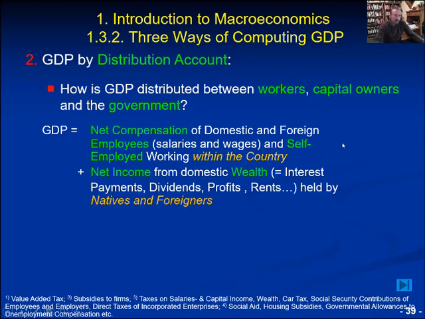The second largest component of GDP by distribution account is net income from domestic wealth held by natives and foreigners. Again, here we use the attribute natives and foreigners to make clear that it does not count who receives these payments. Important is that they are created from production within Germany.